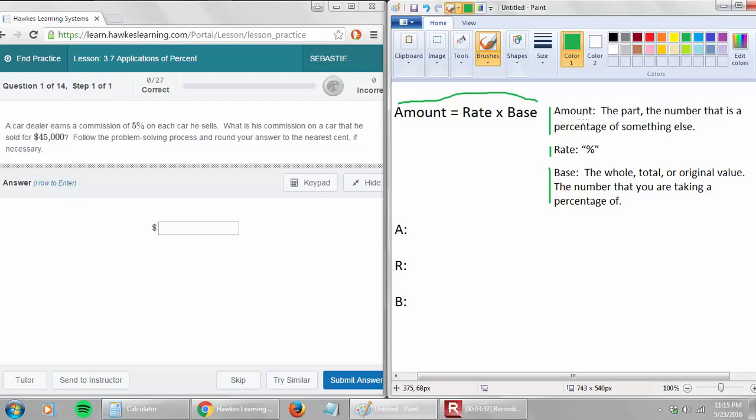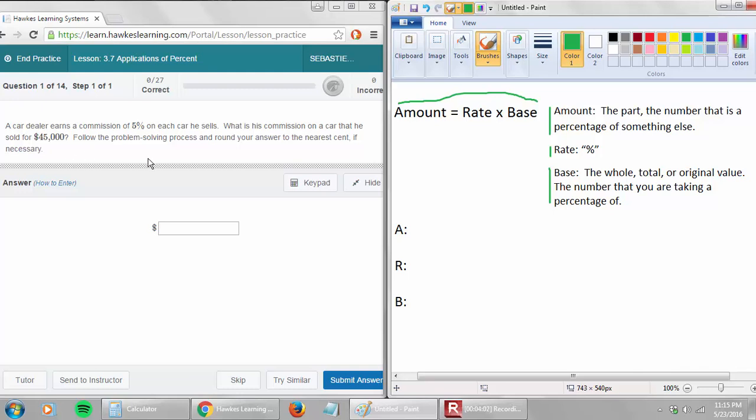So identifying the amount, the rate, first step, and that can be one of the trickiest ones. So taking a look at this question, you might say, well, wait a second, there's only two numbers there. How can I identify three of them? One of the numbers will always be the thing that you're looking for. It'll be one of the things that you're trying to find out in the problem. So even though it looks like there's only two numbers here, the 5% and the 45,000, there's actually a third number.